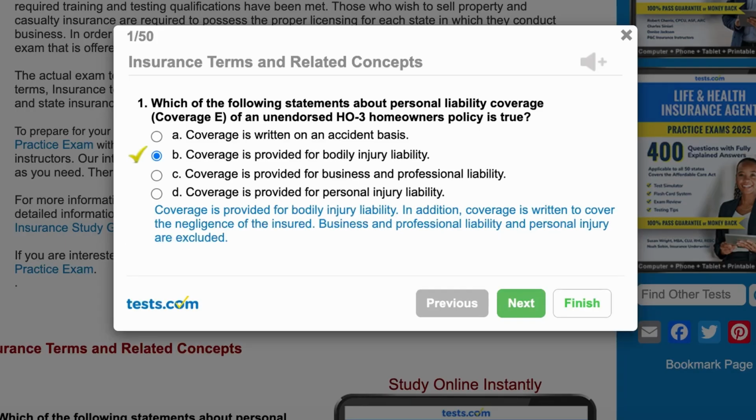B. Coverage is provided for bodily injury liability. In addition, coverage is written to cover the negligence of the insured. Business and professional liability and personal injury are excluded.